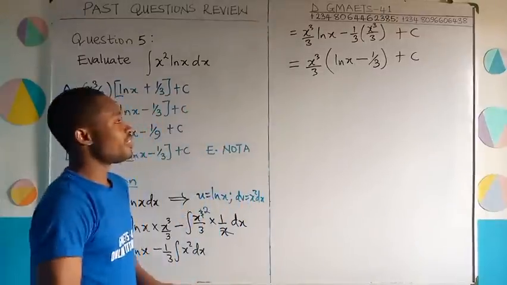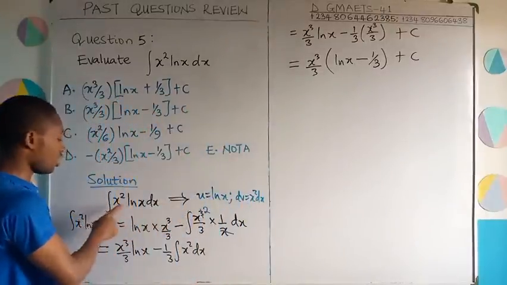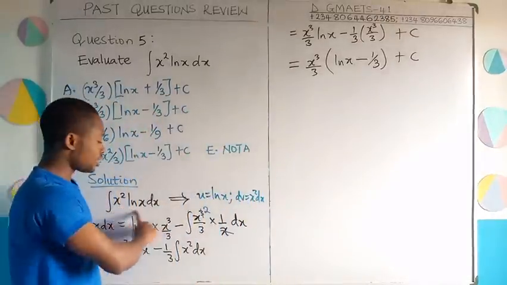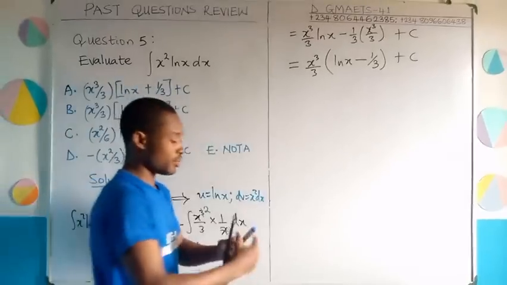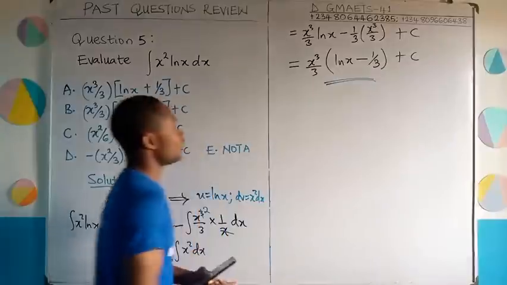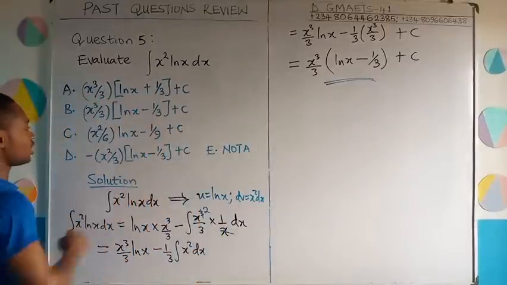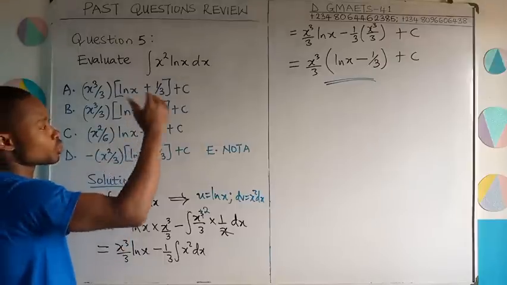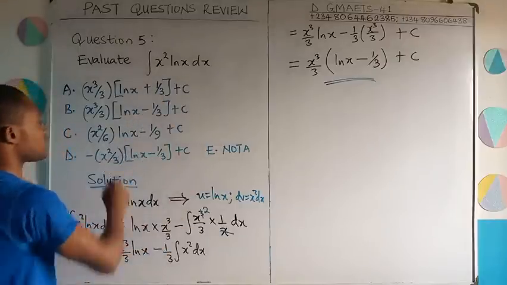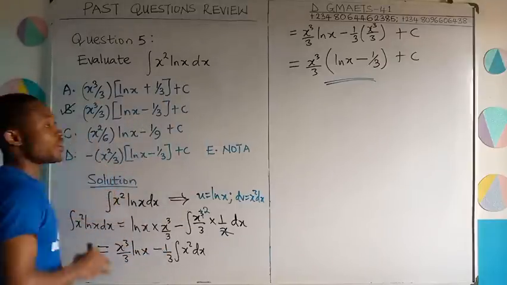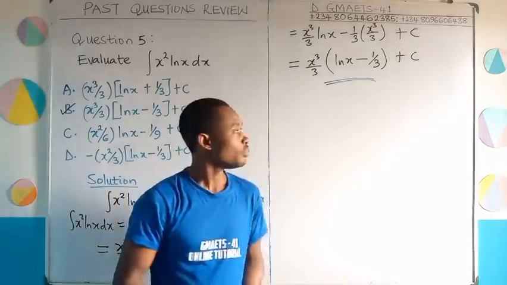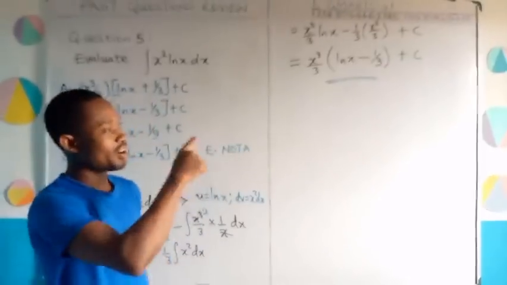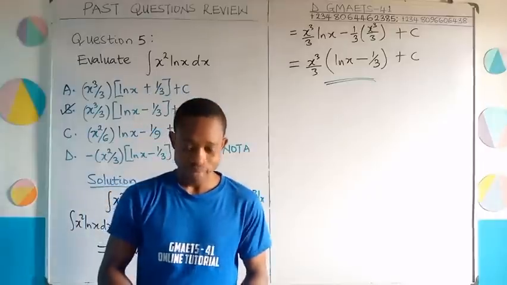Good. We'll simplify this, and that is simply the integral of this term, x squared ln x, using integration by parts. So let us take a look at our options and see the one that is equal to what we've obtained. X raised to the power 3, and then in the bracket we have an ln x minus 1 over 3, then plus c. The correct option is option B. Remember, our c is a constant of integration.